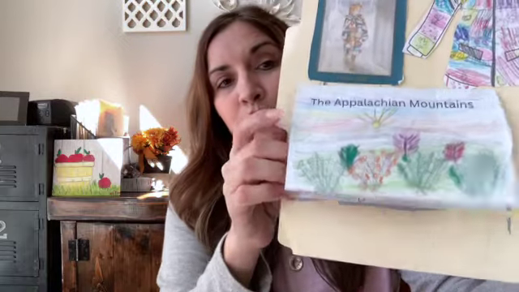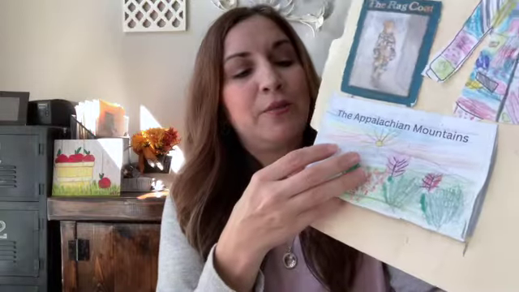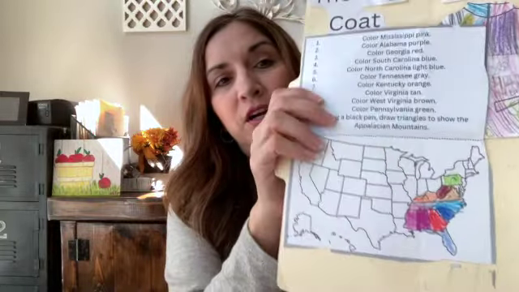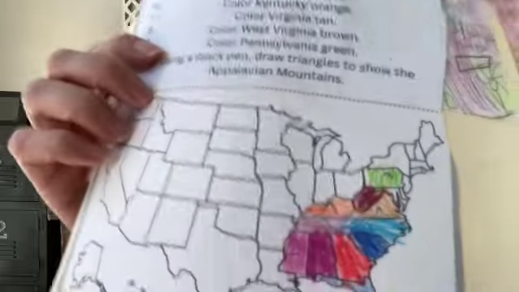We also looked at pictures of the Appalachian Mountains. We looked on the internet for that, and they went ahead and drew their own pictures of the Appalachian Mountains there. And then we talked about where they were, the geography of it. So I went ahead and put together this printout, and they colored the different states and then drew in the mountains on the map there.